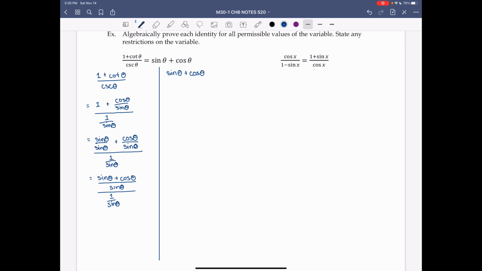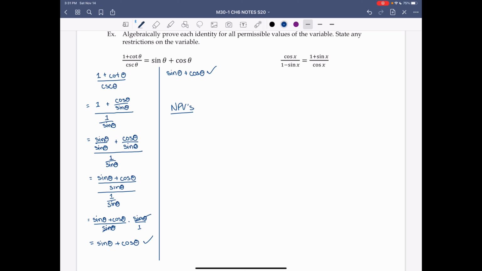I'm dividing by a fraction, so I'm going to multiply by the reciprocal to get sine theta plus cos theta over sine theta times sine theta over 1. And then I can divide out sine theta, and I'm left with sine theta plus cos theta, which is the right side. So now that I've gotten the left side to equal the right side, my proof is done. And next I want to state the NPVs.